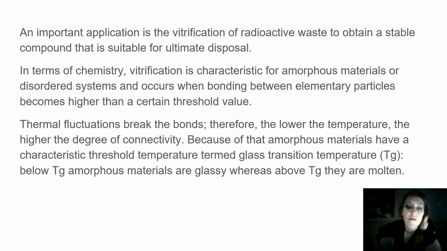In terms of chemistry, vitrification is characteristic for amorphous materials or disordered systems and occurs when bonding between elementary particles becomes higher than a certain threshold value. Thermal fluctuations break the bonds, therefore the lower the temperature, the higher the degree of connectivity. Because of that, amorphous materials have a characteristic threshold temperature termed glass transition temperature, T of G. Below T of G, amorphous materials are glassy, whereas above T of G, they are molten.